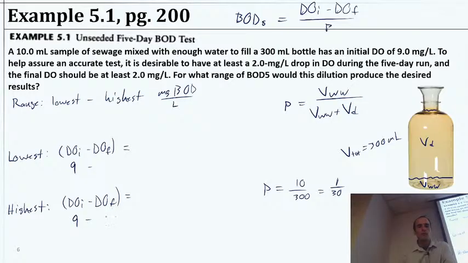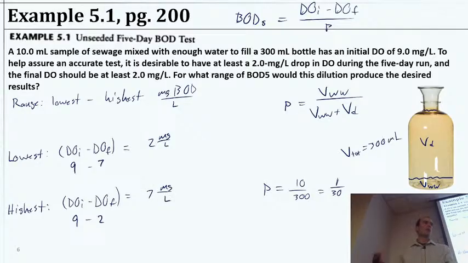So the highest case, in both cases, we know it's 9 as a starting point, 9 milligrams per liter of oxygen. The highest was going to be down to 2, and the lowest was at least a 2 drop, which means the drop itself was 2, and the DO final should be 7. So this would be a 2 milligram per liter drop, and here would be a 7 milligram per liter drop.